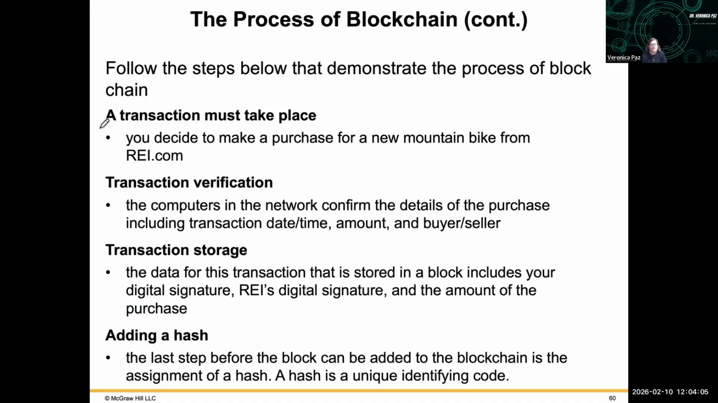So first, the transaction has to take place. If you want to buy something, then you verify. The computers in the network go through the details and make sure everything is as it should be: the date, the time, the amount, the buyer, the seller. The transaction is then stored. And once you get this hash, that's the block that can be added to the blockchain. And that is the unique identifying code. So make a note of that: a hash is a unique identifying code.